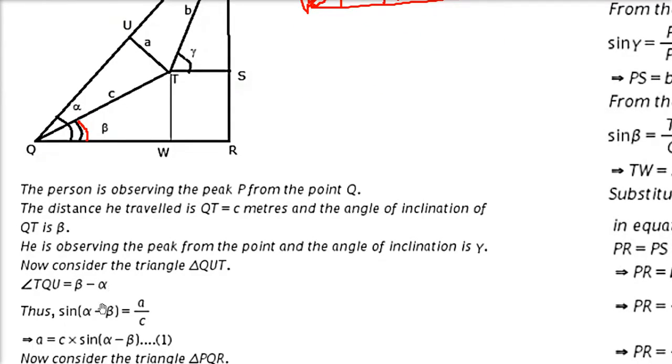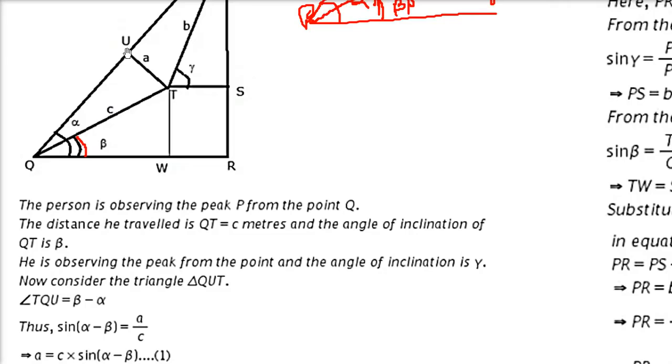If you take the sine rule, or you can just take this triangle TQU, sine alpha minus beta will be perpendicular upon hypotenuse. Perpendicular is A and hypotenuse is C, so this will be A by C. So you get A as C sine alpha minus beta. This is our first equation. Now coming to triangle PQR, that is the bigger triangle, P, Q and R.